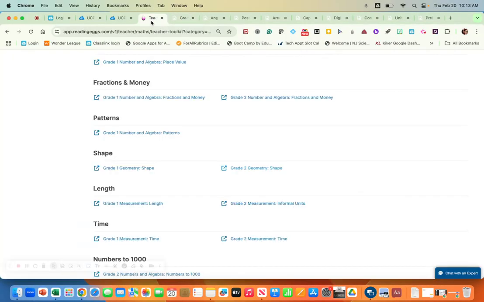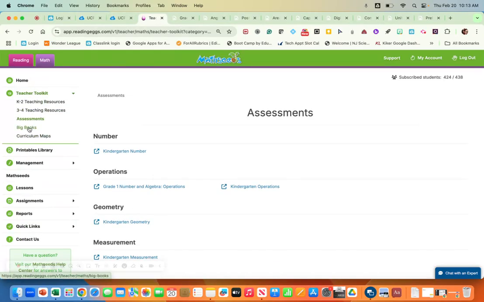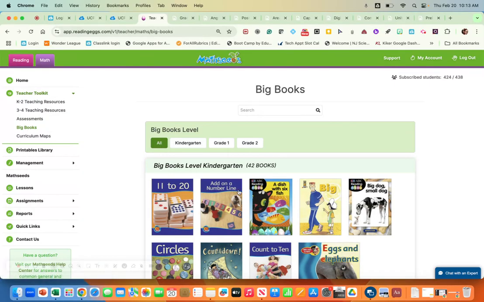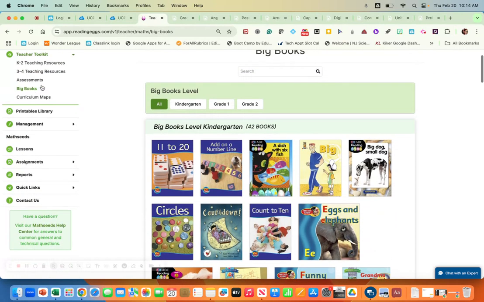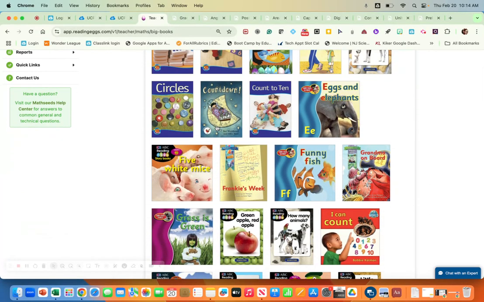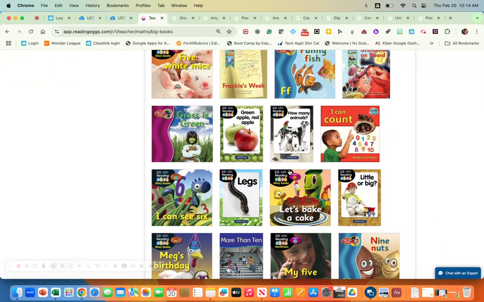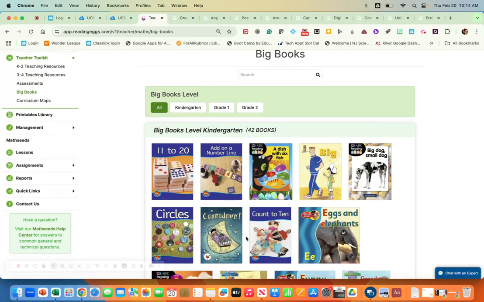Okay? Going back, we can get to the big books. So the big books are pretty cool. These books are not necessarily from this tab or this link in big books. They are not necessarily available for you to assign to students, but they are available for you to read aloud or read with the students as they open up right in the read aloud area. So you can look through these books.